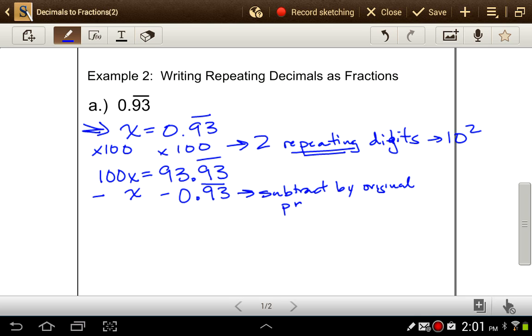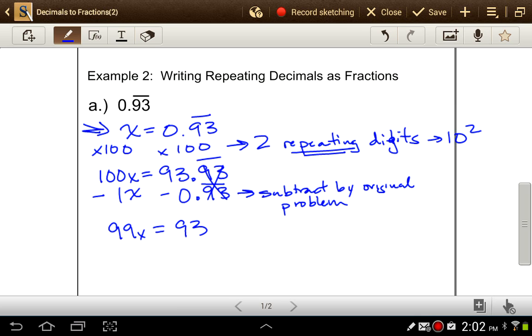Okay, so my original problem that I set up, I'm subtracting. Do your math. 100x minus 1x is 99x equals... Well, they go on forever, but they're always going to match. 9 over 9, 3 over 3, 9 over 9, 3 over 3. So they're going to end up crossing out, and you're going to be left with 93.